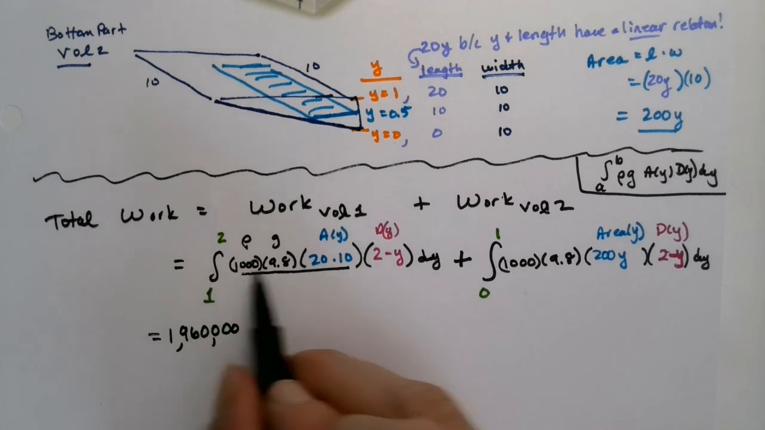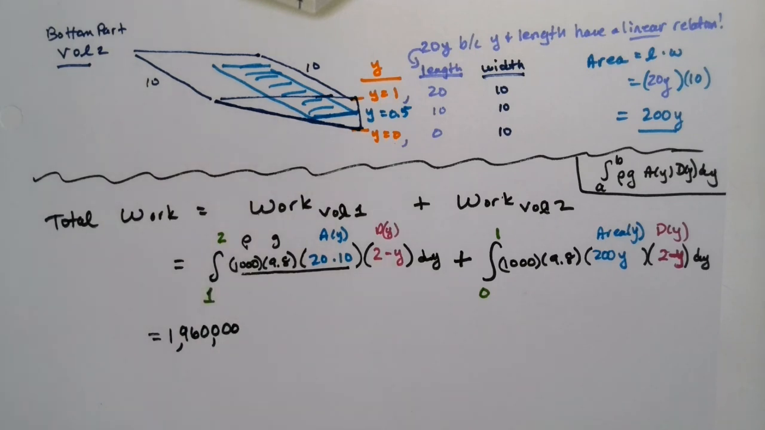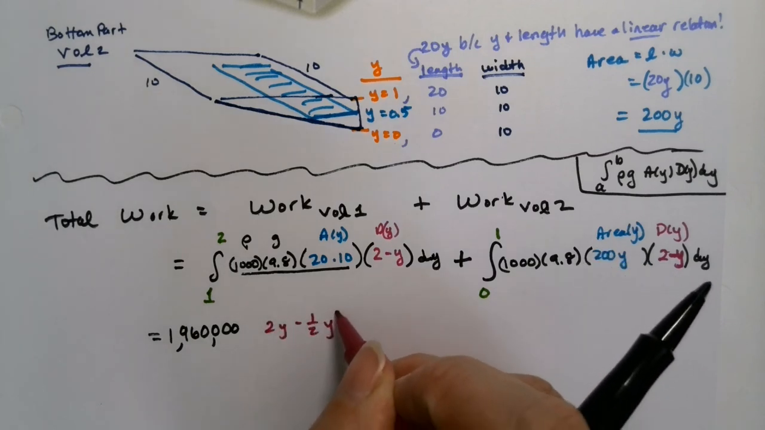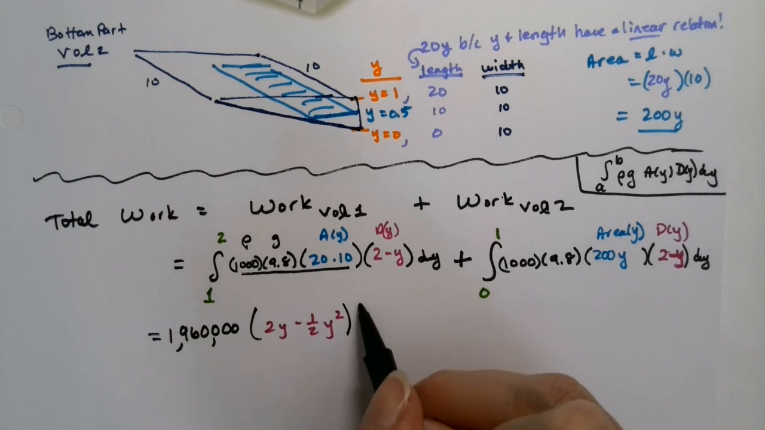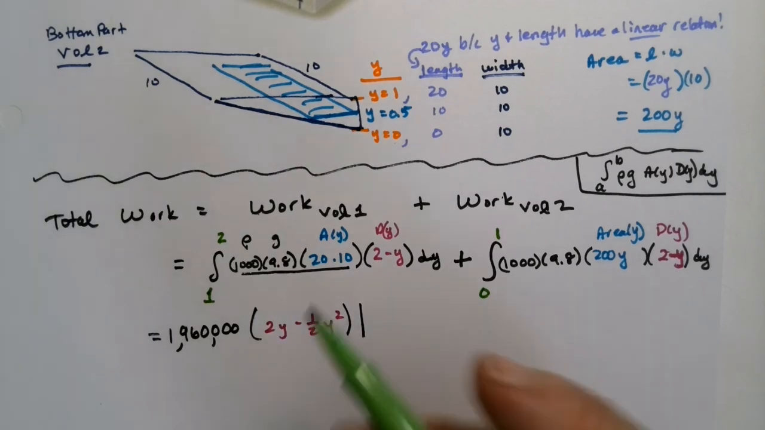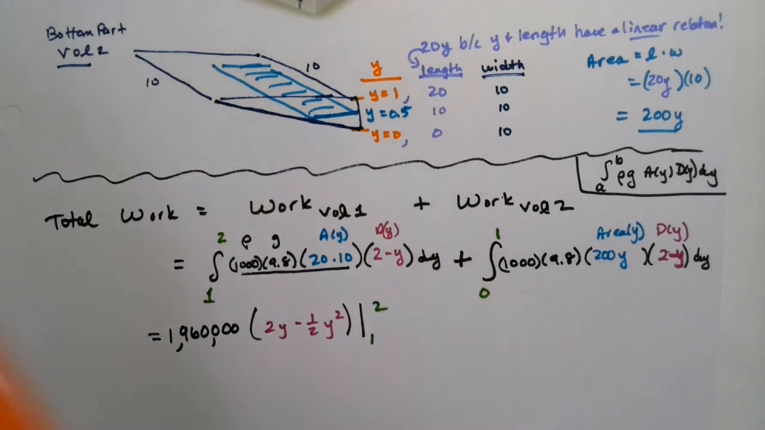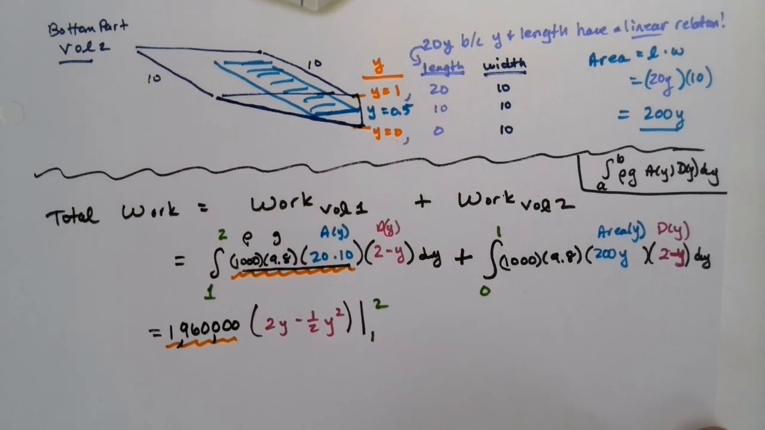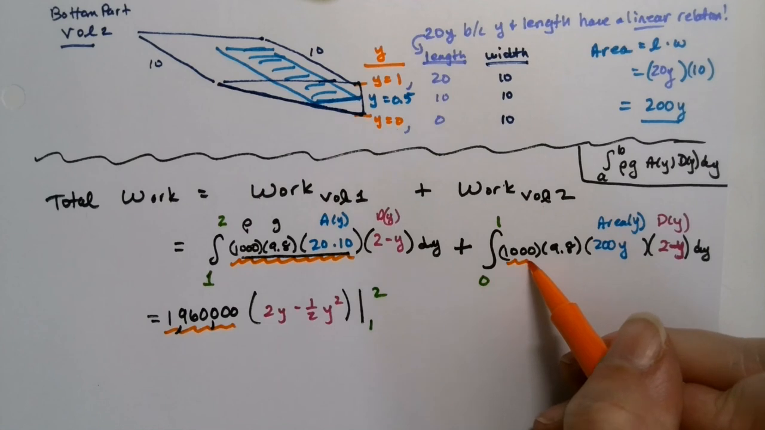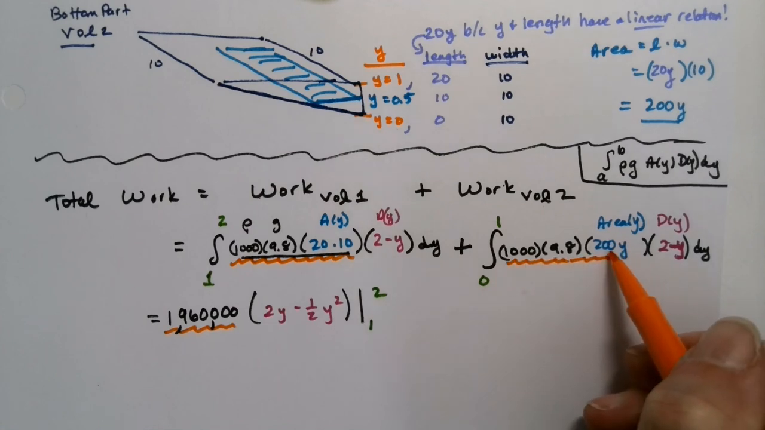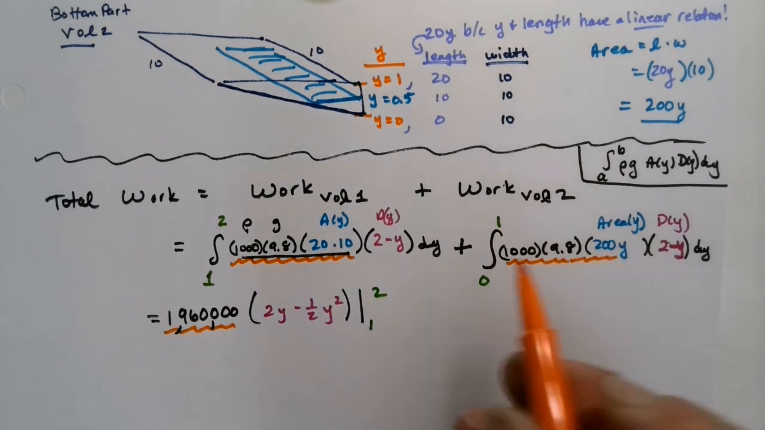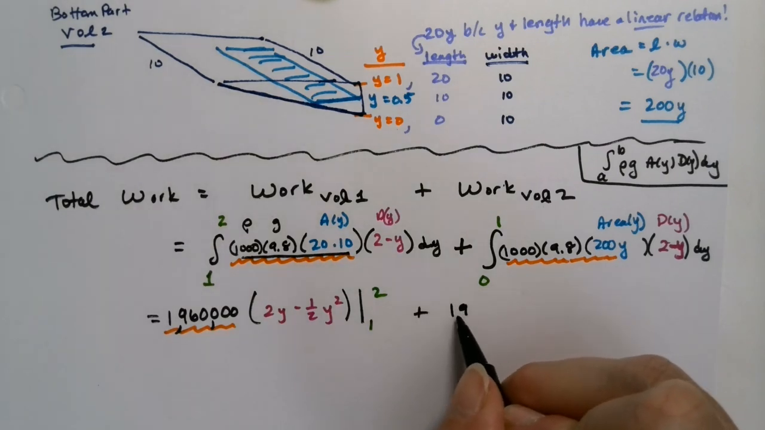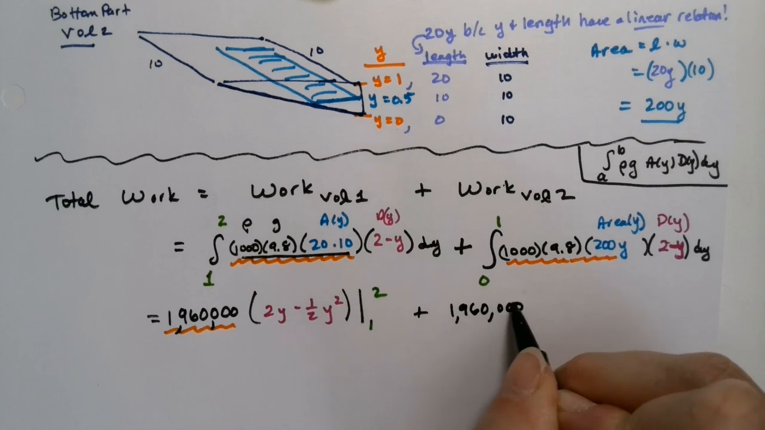And that leaves me the integral of 2 minus y. The integral of 2 minus y is 2y minus 1/2 y squared. And we're going to take that from 1 to 2. So in other words, all of this part became that number right there. Similarly, it's actually going to happen over here also. There's a 200 times, so that's a constant. So I can actually pull that out in front here and make it 1,960,000 there as well.